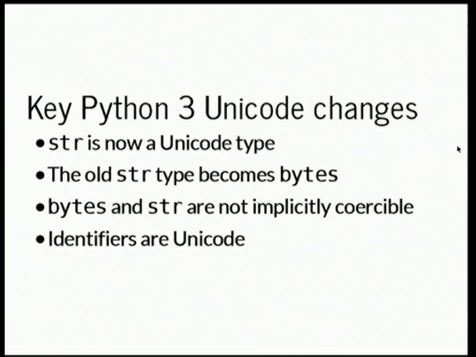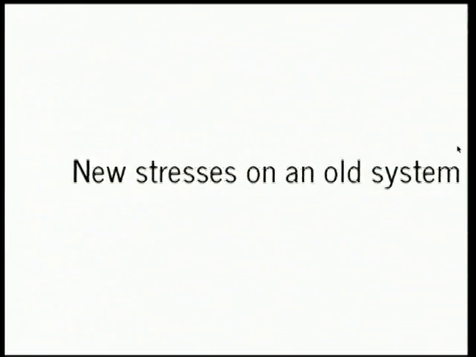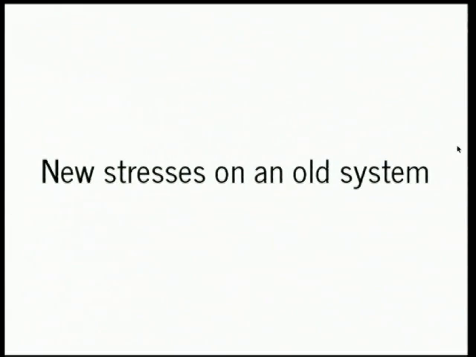So I'm sure you're all familiar with the kind of changes which are in regarding Unicode in Python 3, but I put them up briefly to summarize. Specifically, str is now the old Unicode type, and bytes and text are separated, and you cannot coerce between them implicitly. And identifiers are Unicode. So the fact that Unicode had become such an integral part of Python 3 meant that it put new stresses on the implementation.